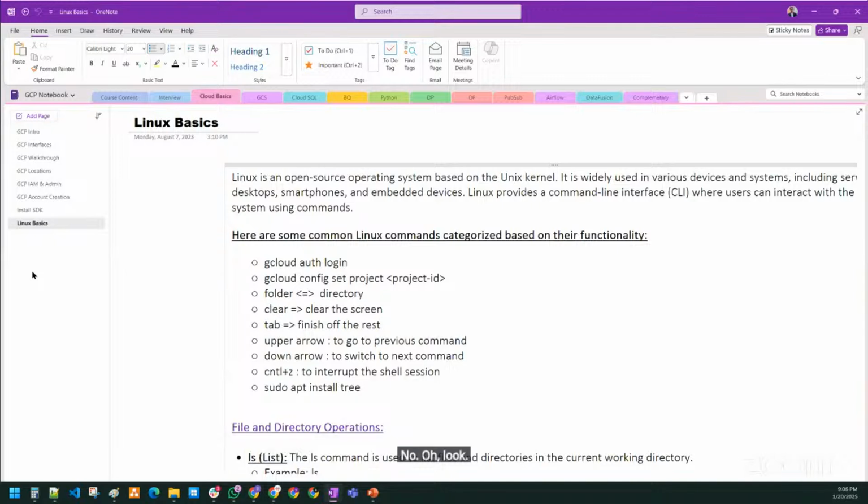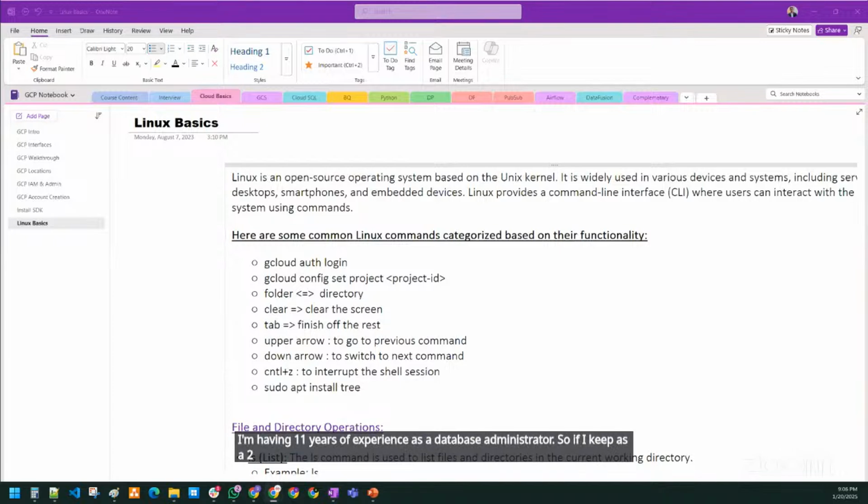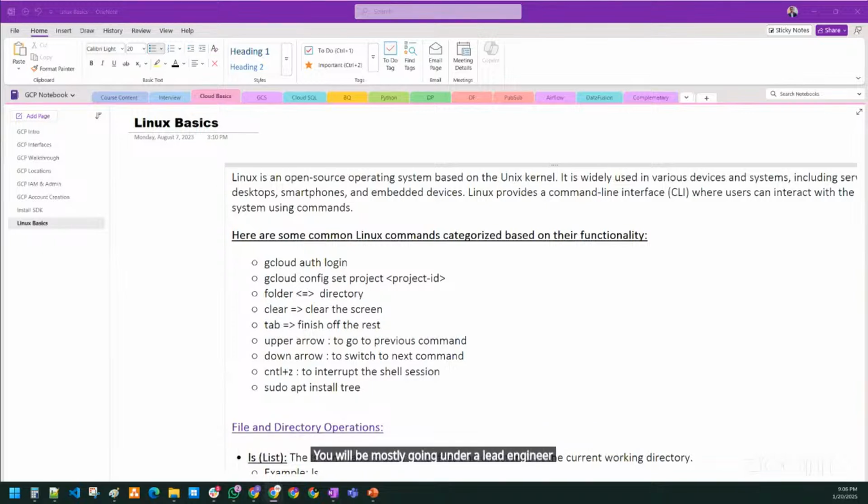Sir, I have 11 years of experience as a database administrator. If I put 2.5 years, what will be my role? Will it be team lead? You will mostly be going in as a lead engineer. So you will be leading a team.